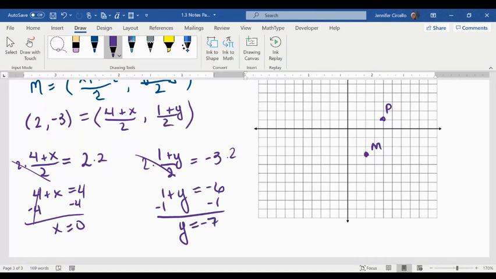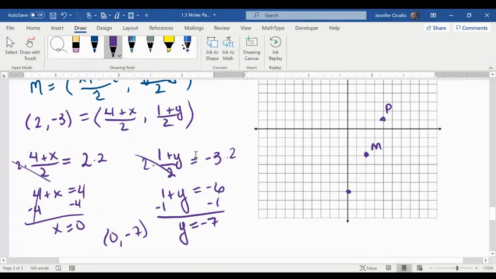Okay, so with that information, we get that the point has to be at 0, -7 for the other endpoint. That is 1, 2, 3, 4, 5, right here. Did it tell us what the name of that point was? Q. So this would be our segment.